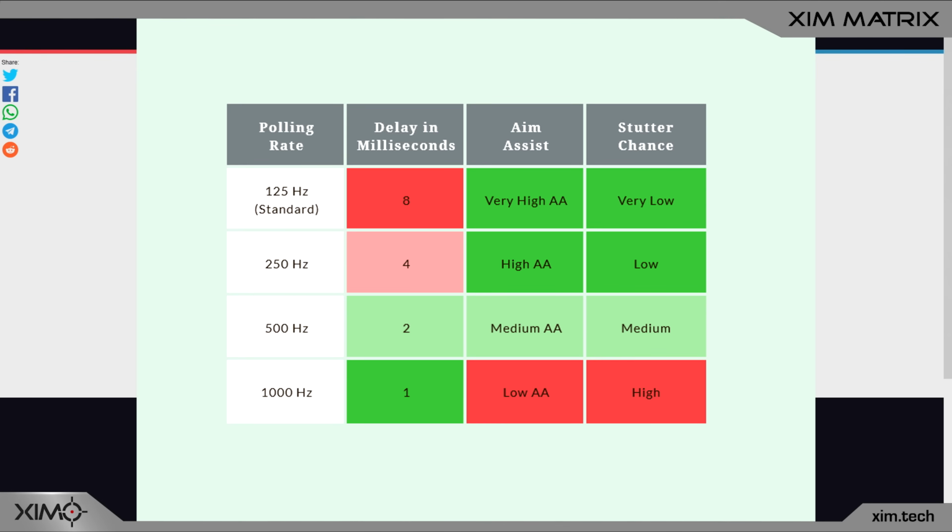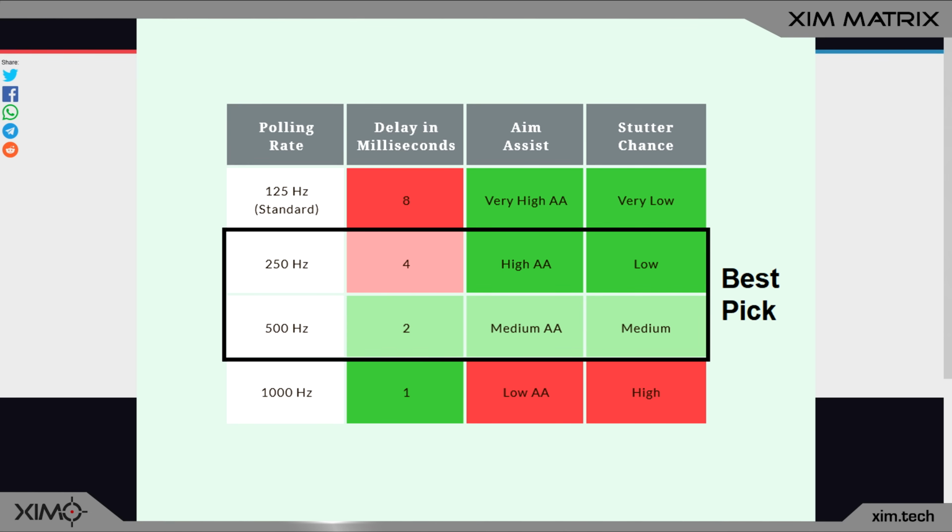Now, because most games process inputs at 125 or 250 Hz, the best polling rate for your XIM is usually either 250 or 500 Hz. Use the lower one if you want to have a bit more aim assist, or the higher one if you prefer more responsive aiming inputs.